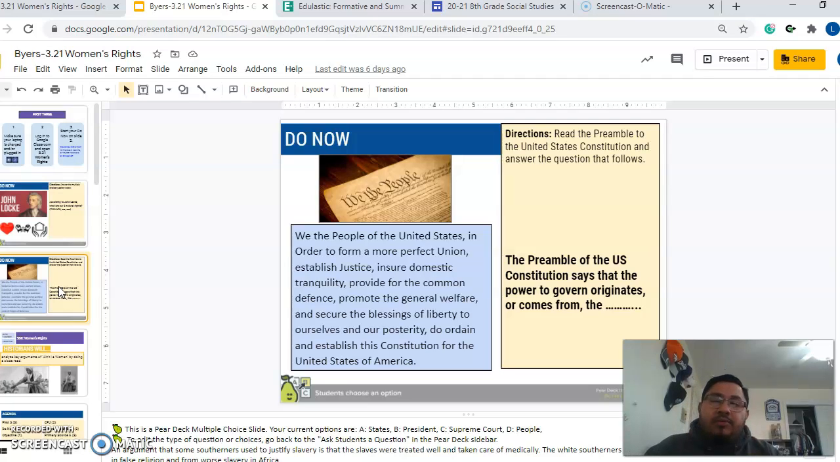This is really important because in order for you to understand women's fight for rights, you have to understand that women did not get those rights when America declared independence from England and when they created a constitution that gave rights to men but not to women.